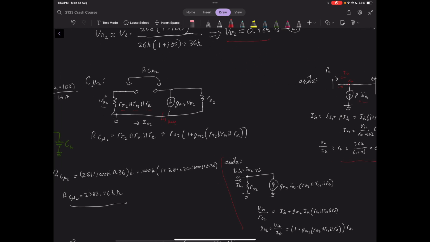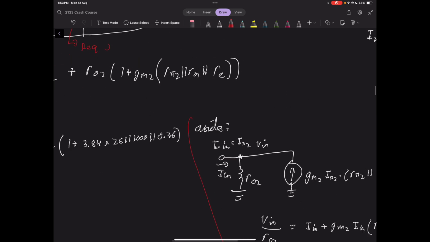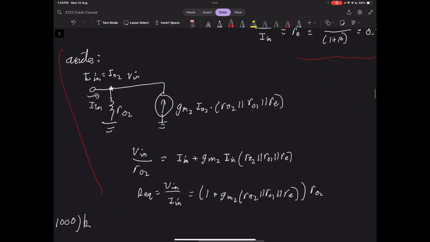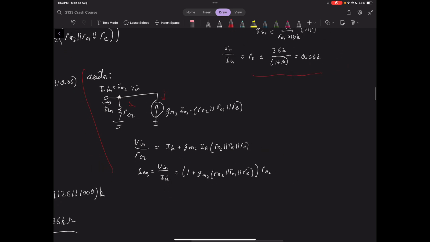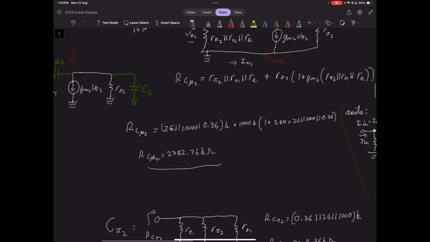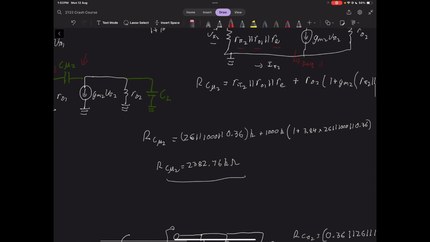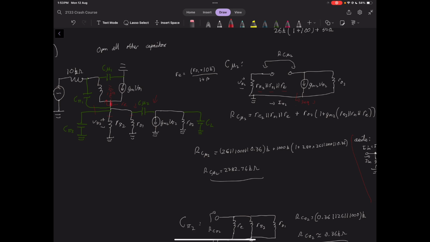So that lets us find the equivalent resistance here. This is the working out for it. Again, you can see there's a very common pattern in a lot of these. You often get a dependent source with the R out resistor, and you often get the 1 plus gm times some resistance. This was the working out for the emitter resistance, and then you get R C pi 2 when we sub in our values, equal to this resistance down here.